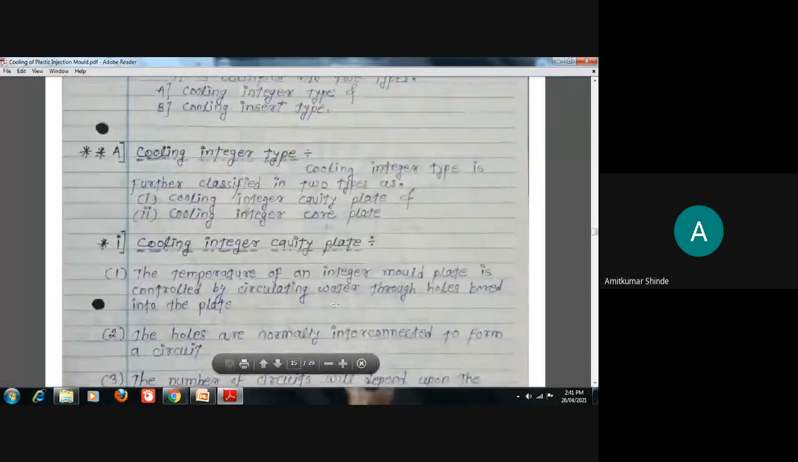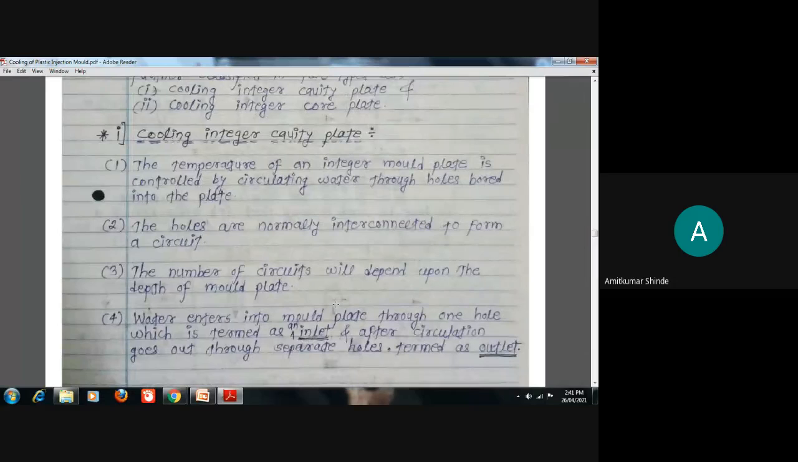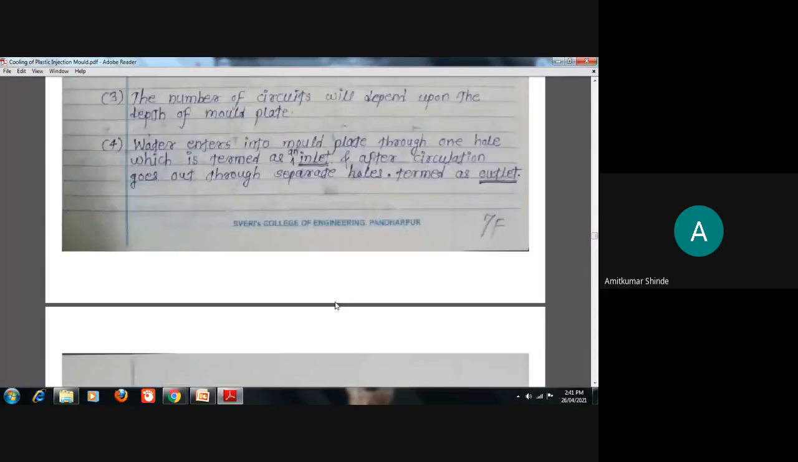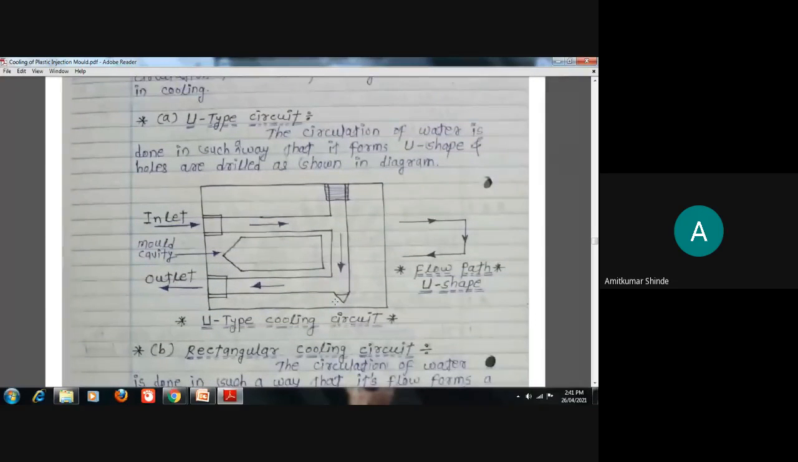Okay, this is the cooling integer cavity plate. First, cooling integer cavity plate. Now first I will show you the diagram. You can draw this diagram. Okay, this is U-type cooling circuit. So before starting this U-type cooling circuit, let us see how this cooling integer cavity plate works.